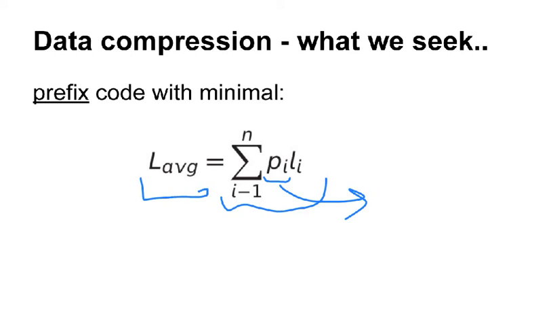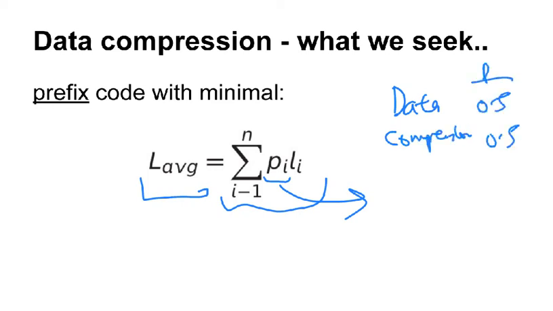For example, let's go back to the previous example. We were looking at data and compression, and we saw that the probabilities are 0.5 and 0.5. So what is the average length that we require here? For data, the length of the bits required to represent data, with probability 0.5, is 1, and the same goes for compression.